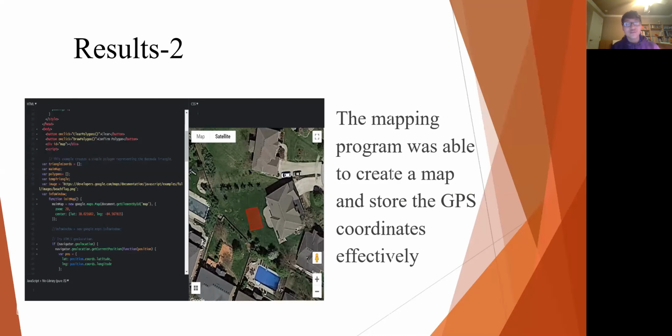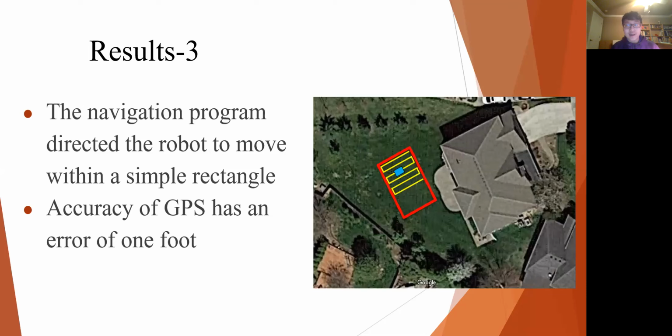And then as for the mapping program, you could just go into a satellite program like Google Maps, and you can click around your lawn, and it would be able to record those coordinates and create a map using that to send to the navigation program. So the navigation program was able to take that map, and it was able to direct the robot and move it within that map. So if you created, say, a simple rectangle as I have here, it would be able to stay within that rectangle.